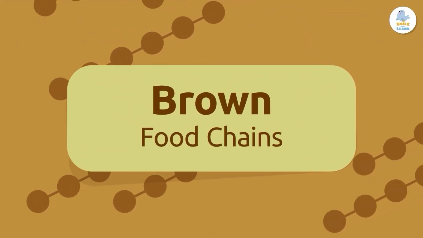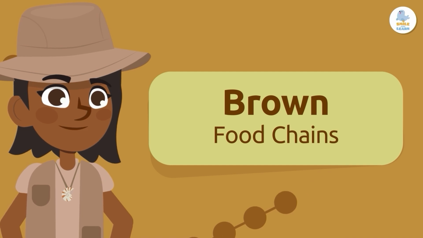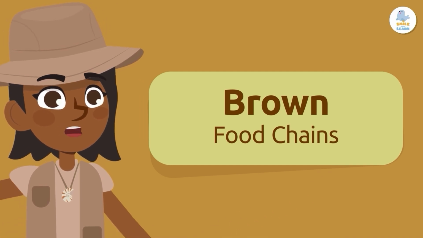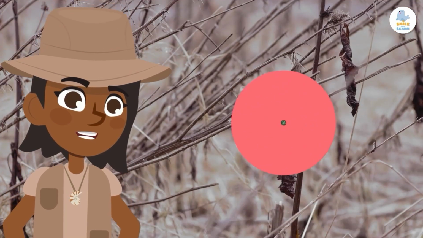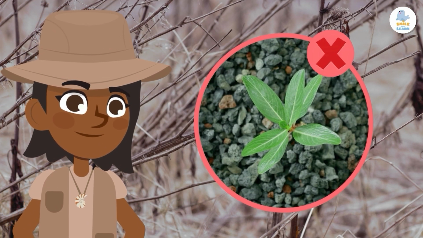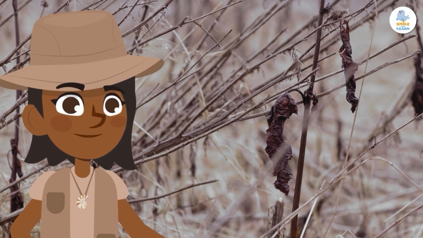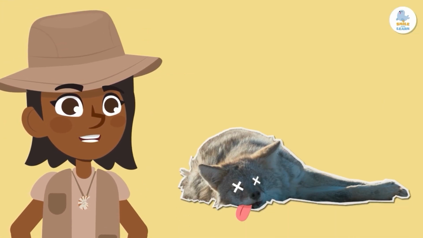Brown food chains. On the other hand, brown food chains, also called detritus food chains, don't start with living plants. They start with, you guessed it, dead stuff. Yikes! How is this possible?